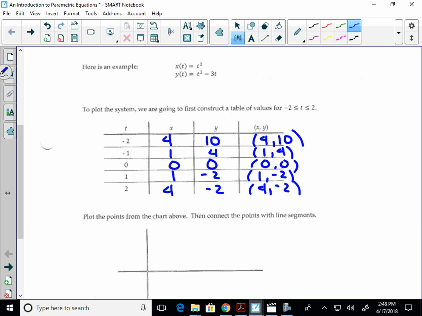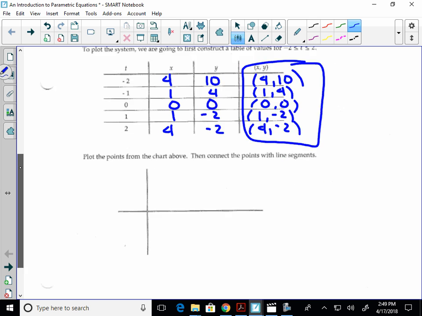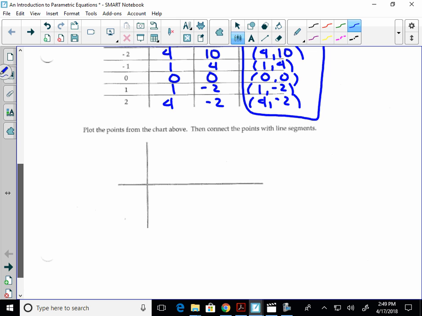So without your calculator, we would graph these coordinates for our parametric equations. Go ahead and graph your points.